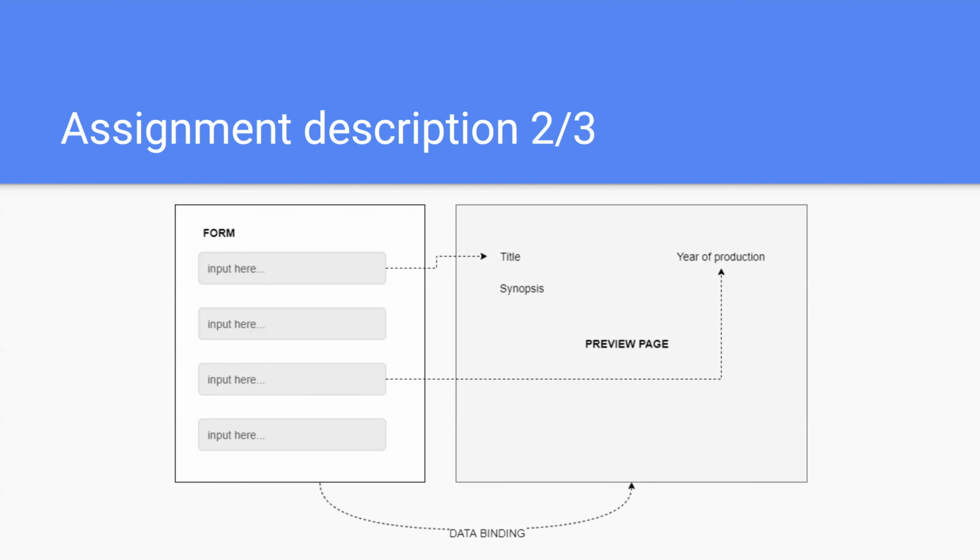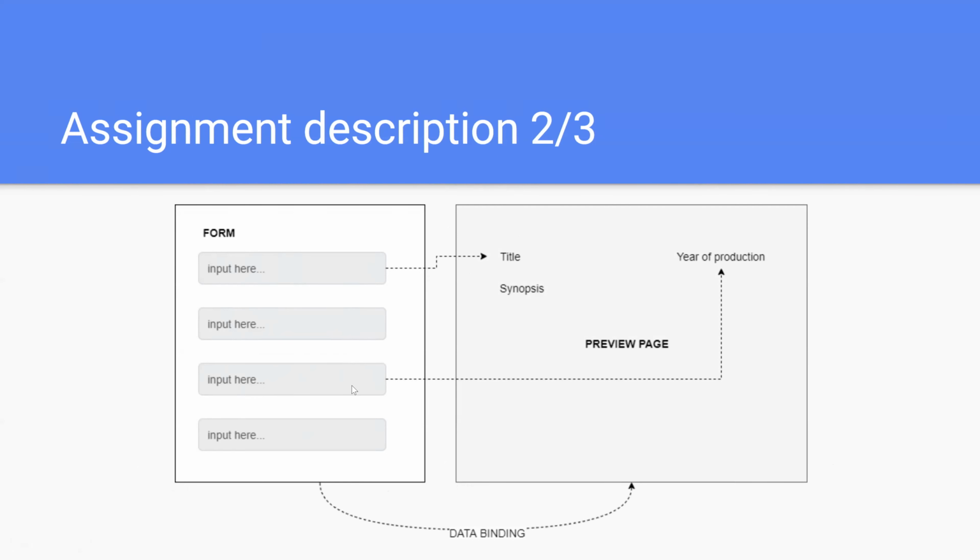Let's take a look at the first page. Like I said, we'll have the form on the left. You will put your inputs here, whatever you need. For example, if this input here is the title, you'll have a preview panel on the side on the same page. As you are writing in the input, I want the title to be changing here. When you're writing the year of production, same thing. I want the data to be bound so that you see the year, synopsis, etc.